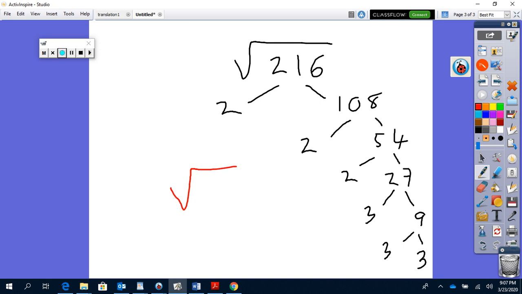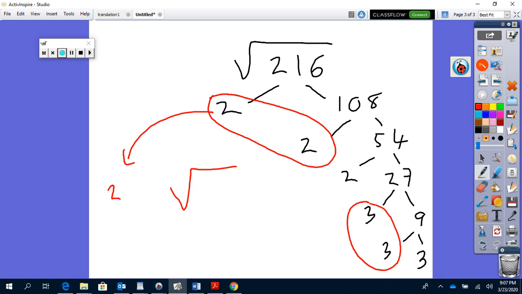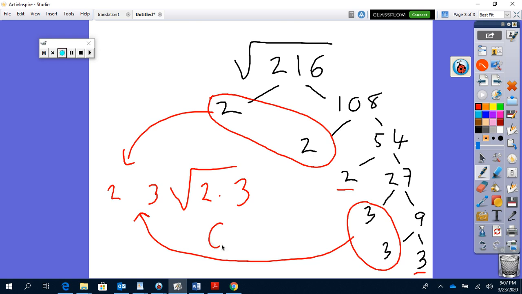Okay, so we have one pair of 2s. So I'm going to take a 2 outside. We have one pair of 3s. That's going to give us a 3 outside. And we have a 2 and a 3 left, not in a pair. So we're going to put these inside our square root sign. And now we're just going to multiply. So we end up with 6 outside the square root and the square root of 6 inside. Okay, so those are the cases for simplifying radicals.